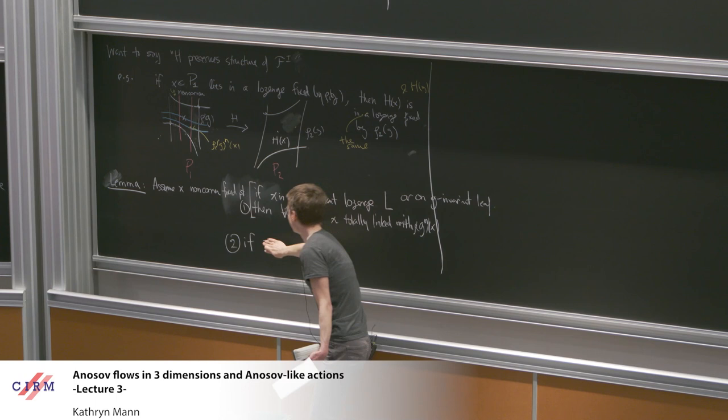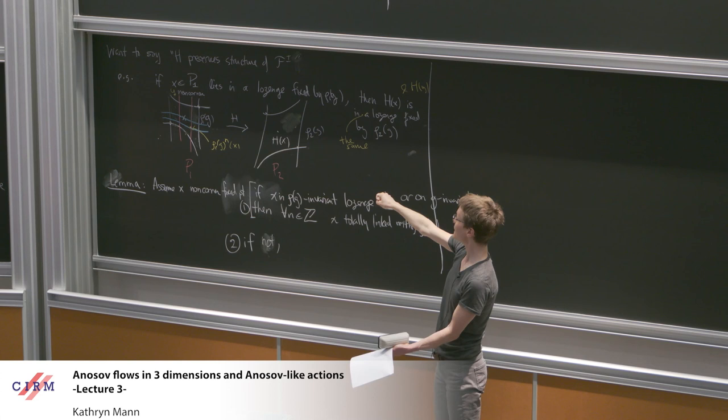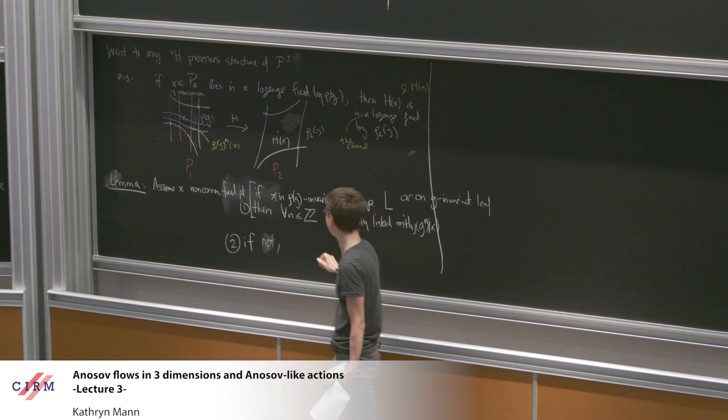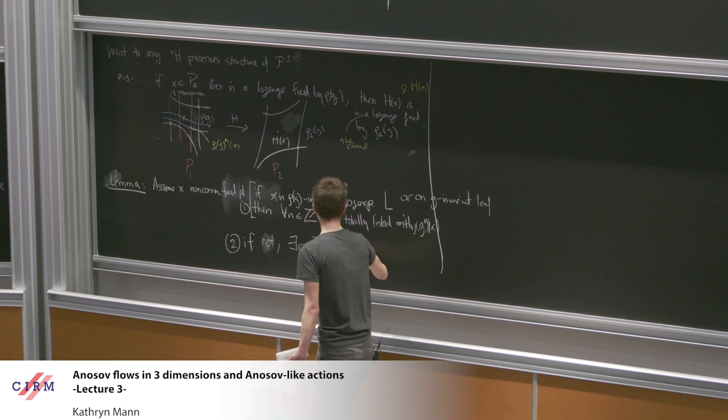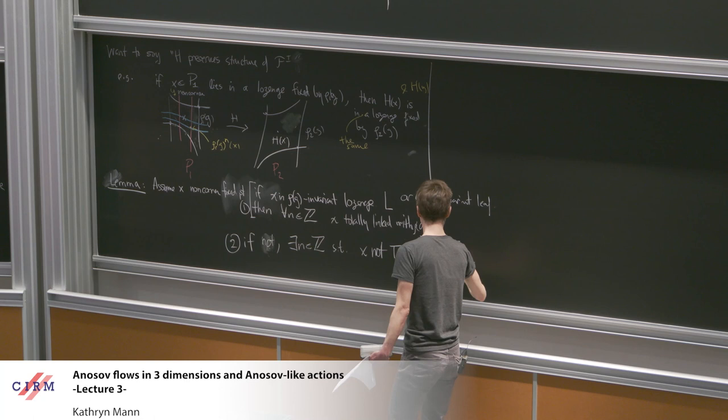So here I can say, if not, well, this one's harder to check, because you need to say what the dynamics of G are outside of its lozenges. But essentially, it sends points off to infinity, and you can exploit this. If not, there exists some power n such that X is not totally linked with rho G to the n of X.